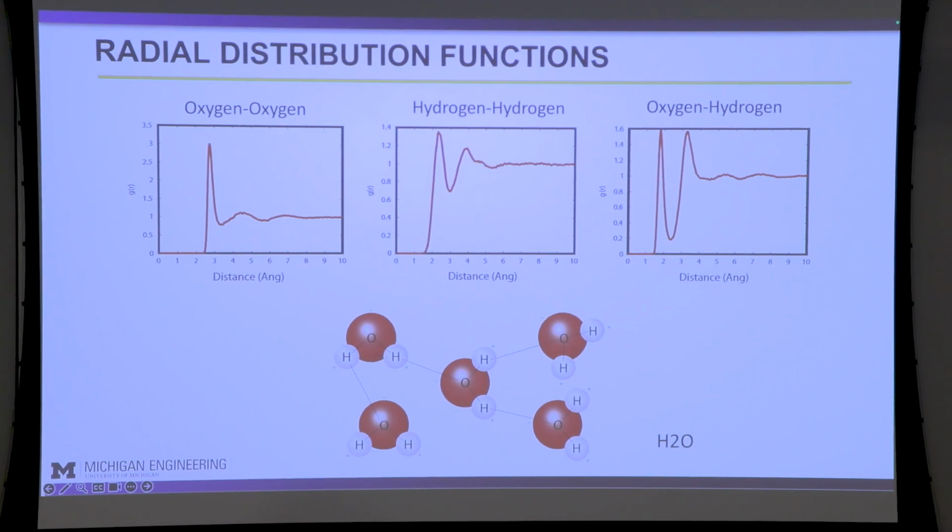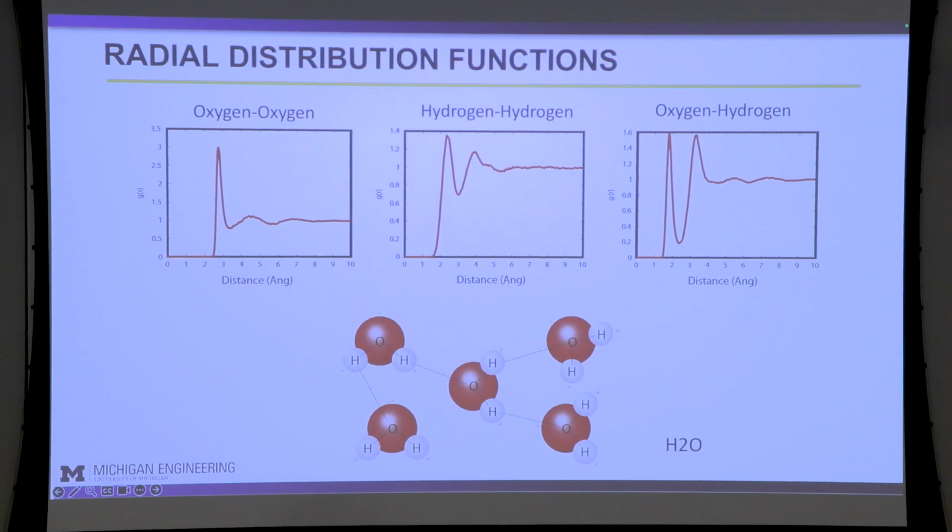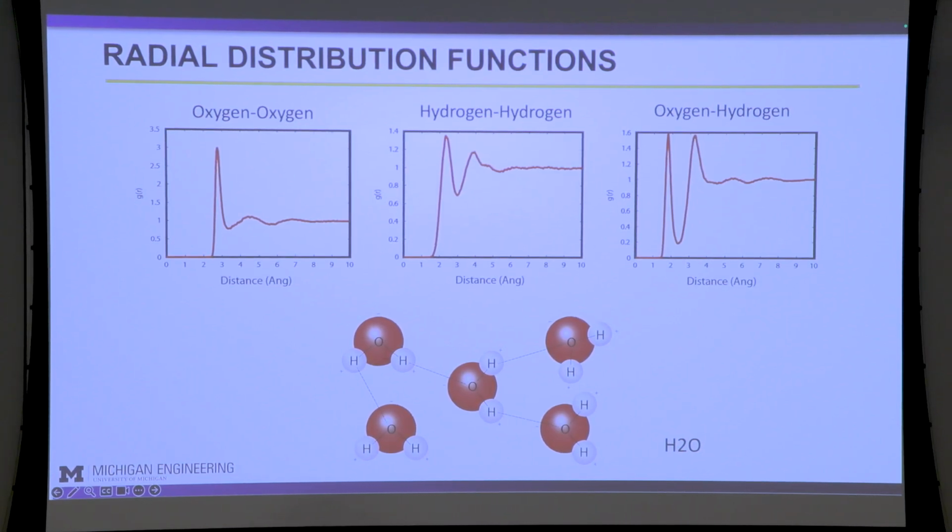So in this case, I'm showing you oxygen-oxygen, hydrogen-hydrogen, and oxygen-hydrogen. So the first one is showing you the probability, if you want, to find the oxygen, so how far this oxygen is from the next one. The next one is hydrogen-hydrogen, and then oxygen-hydrogen here, okay? And so there is also this other one.